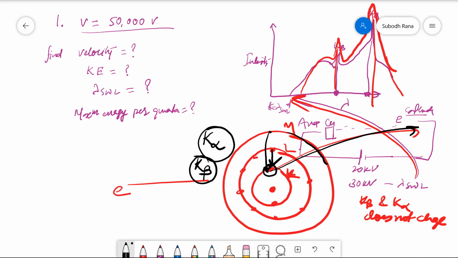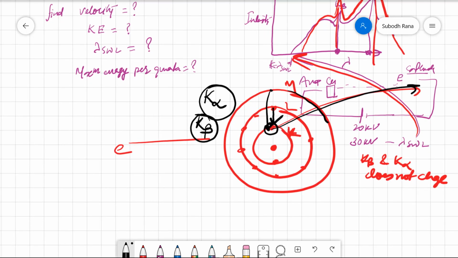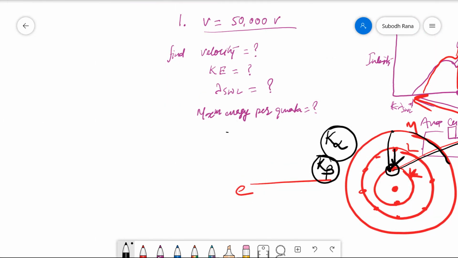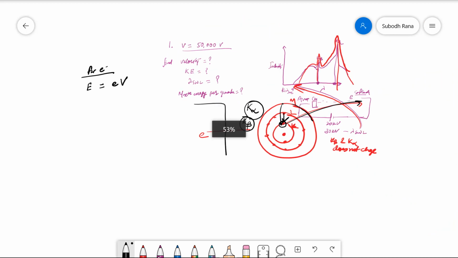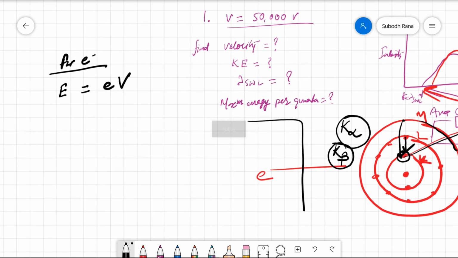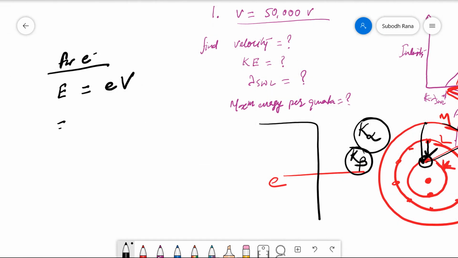Now, if you see our question, we have an applied voltage of 50,000 volts. What is the velocity of the electron which is traveling? We know that for a charged particle, for an electron, energy is E into V, that is charge into voltage.